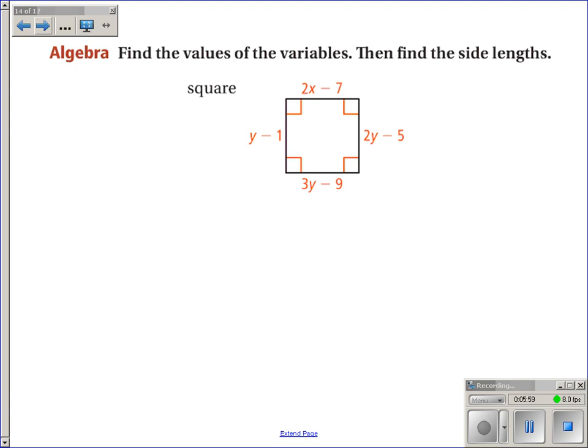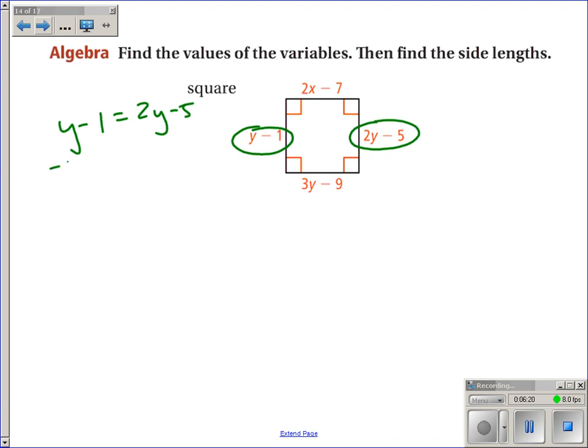So the thing you know about squares is that all the sides are congruent. Okay, so I can put any of these equal to each other because they're all congruent to each other. So I will pick y. I'll solve for y first, and these two look somewhat simple. So y minus 1 is equal to 2y minus 5.